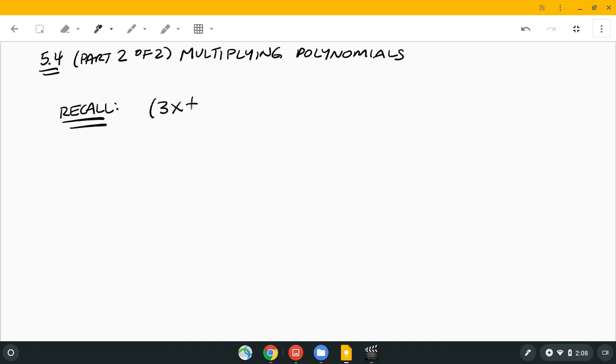Okay, so let's just recall what this means. So here, again, we have the grouping symbols. And so the base for this exponent is everything inside the parentheses, which is 3x plus 2. And so what this really means is 3x plus 2 times 3x plus 2, right? That's what that means. And we can use what we learned in part 1 of 5.4, distributing, right?